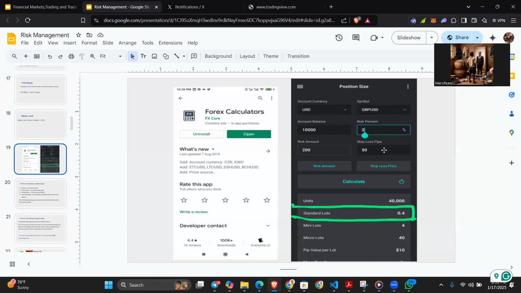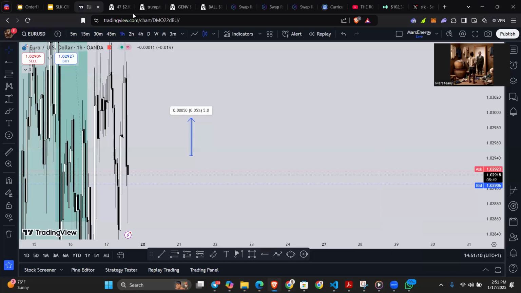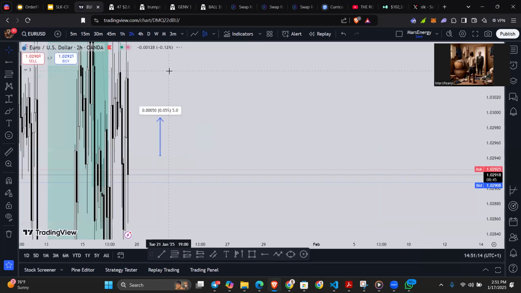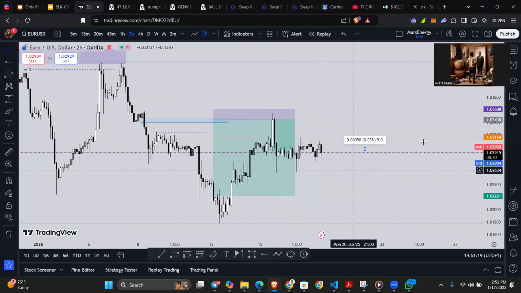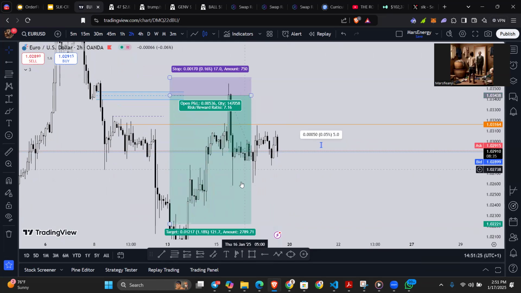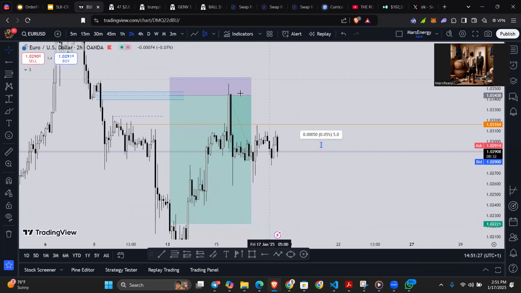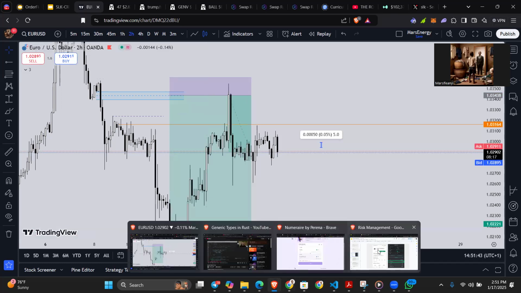From your analysis, you can get your stop loss. Let's say for this trade that is currently running, this is a sell setup. So for this particular trade, the stop loss is 17. It's from your analysis that you'll be able to know where your stop loss is. I'll still explain this more.